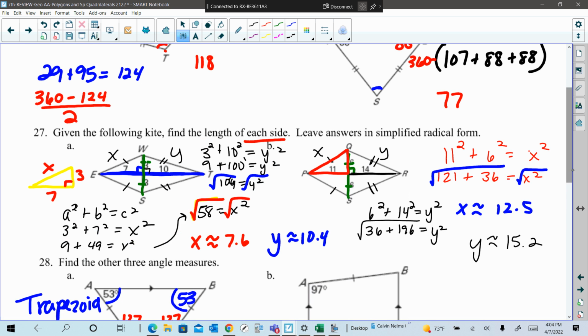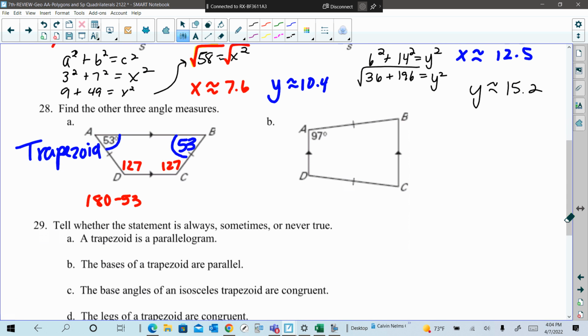Now on 28, we had an isosceles trapezoid. I know it says trapezoid, but it's actually isosceles because we have these tick marks right here. And you had to remember the property that was needed for this was that the base angles are congruent. So if I have 53 on A, then B is also 53 because you have a base at the bottom and you have a base at the top.